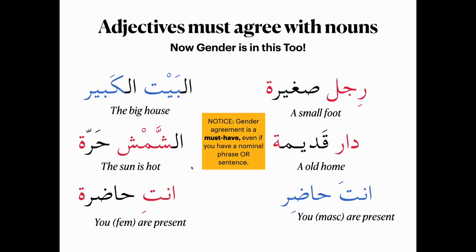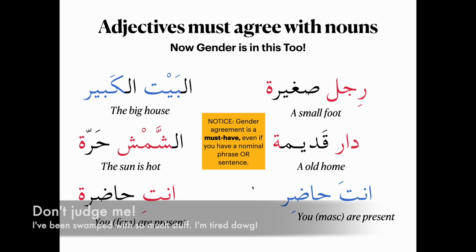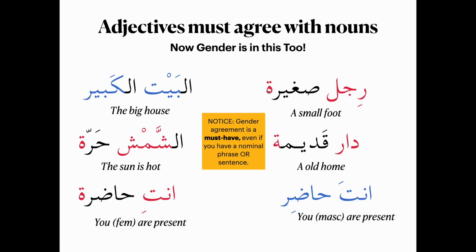So let's just talk about some examples. I did a little typo here. Don't judge me. Okay? Let's start with Rijl Saghira. Rijl is foot. Remember, Rijl is in one of the categories of feminine nouns, because that word refers to body parts that come in pairs. Feet come in pairs. So Rijl is, by extension, feminine. So Saghira has to also be in the feminine.